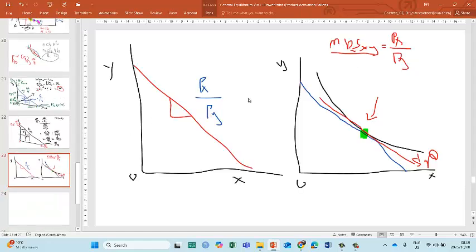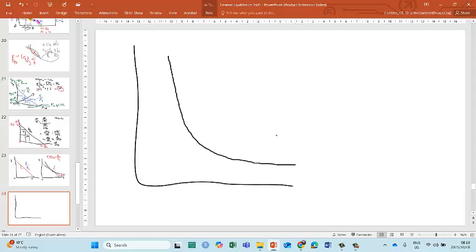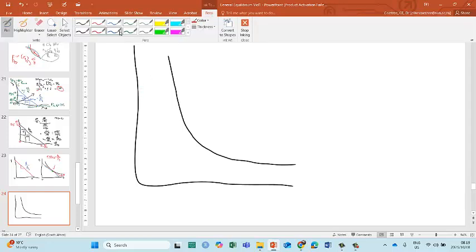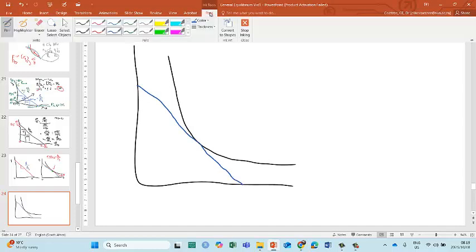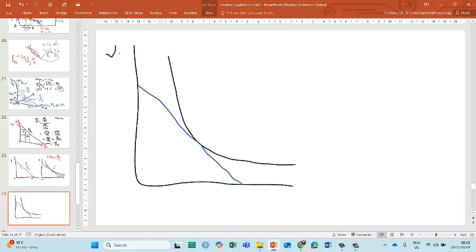That makes sense. So therefore, at consumer equilibrium, now I need to draw this again. There we go. So that's y, and that's x and 0. That's the indifference curve, and that's the budget constraint.